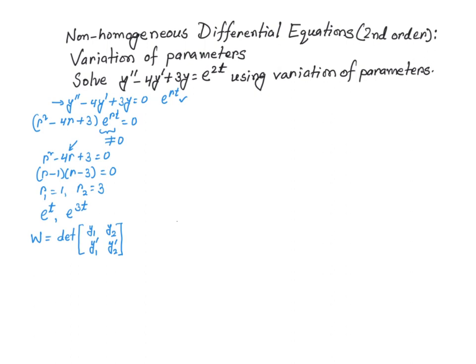So the determinant of e to the power t, whose derivative is e to the power t, then e to the power 3t, whose derivative is 3 e to the power 3t. That's going to give you 3 e to the power 4t if you find the determinant, minus e to the power 4t. So your Wronskian is going to be equal to 2 e to the power 4t.